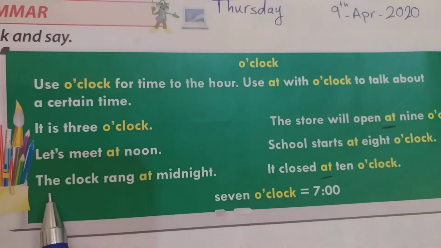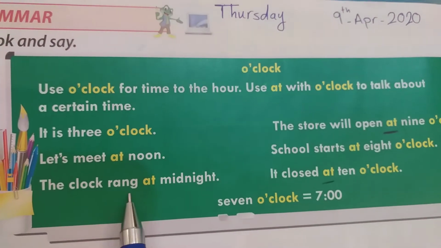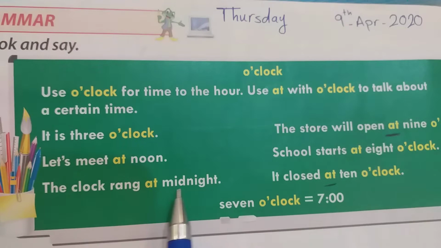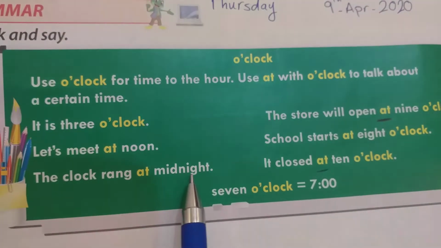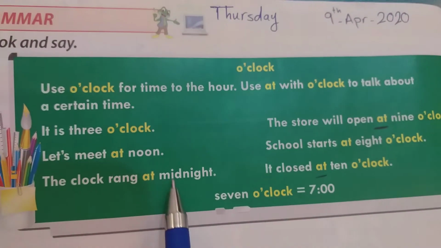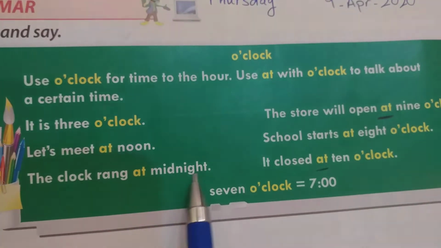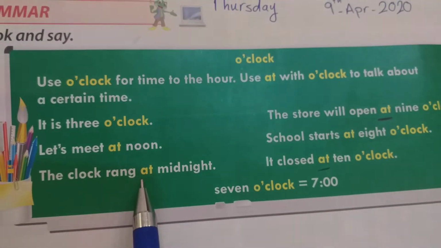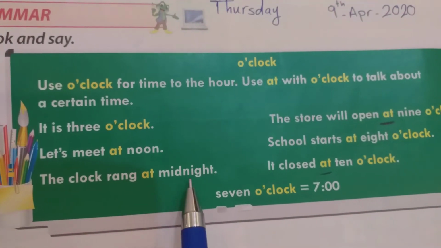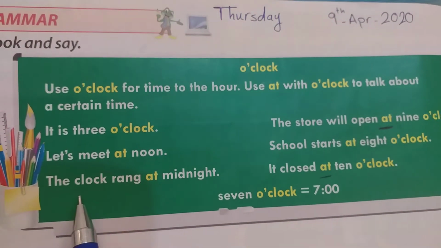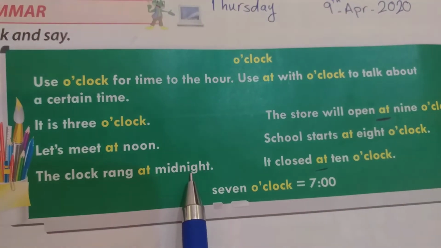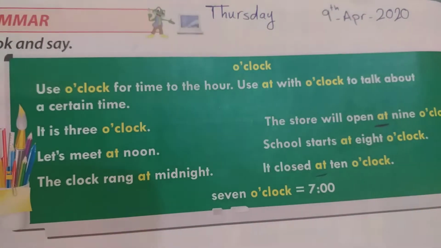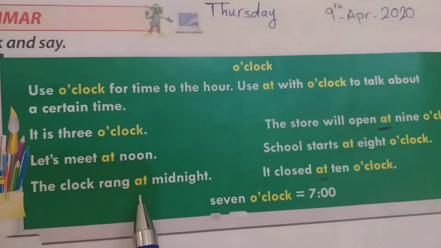Okay. Let's read this. The clock rang at midnight. Midnight means منتصف الليل. So it is a certain time. So I have to use at. The clock rang at midnight. رنت الساعة في منتصف الليل. Because I have a certain time, I have to use at.